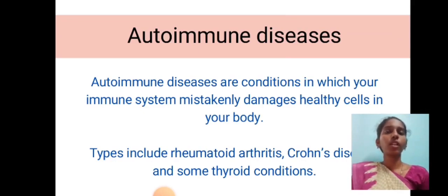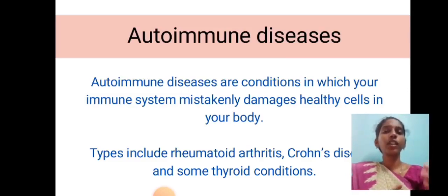Autoimmune diseases are conditions in which our immune system mistakenly damages the healthy cells present in our body. Usually our immune system protects us from diseases and infections, right? Diseases and infections are caused by bacteria, viruses, pathogens, or commonly called antigens. If any antigen enters our body, our immune system produces antibodies and destroys the antigen. But if a person has an autoimmune disease, their immune system cannot tell the difference between the antigen and the healthy cells in their body, so it mistakenly destroys the healthy cells.